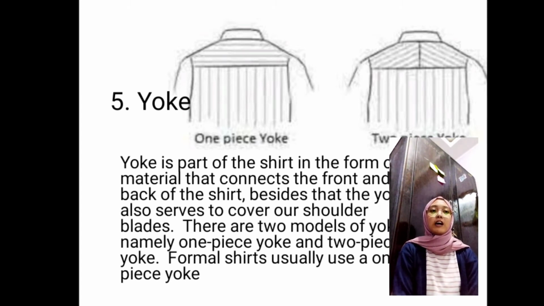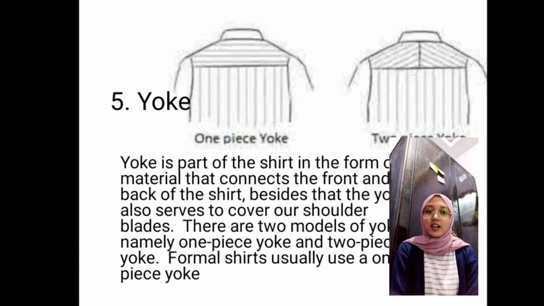Yoke is a part of the shirt in the form of material that connects the front and back of the shirt. Besides that, the yoke also serves to cover our shoulder blades. There are two models of yoke, namely one-piece yoke and two-piece yoke. Formal shirts usually use a one-piece yoke.